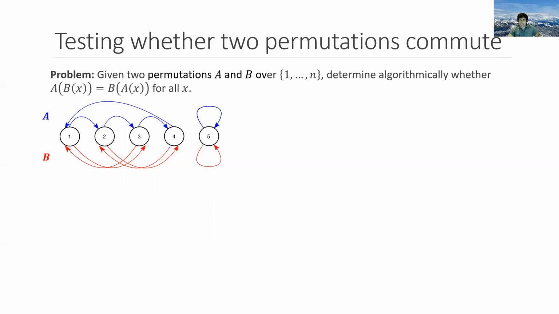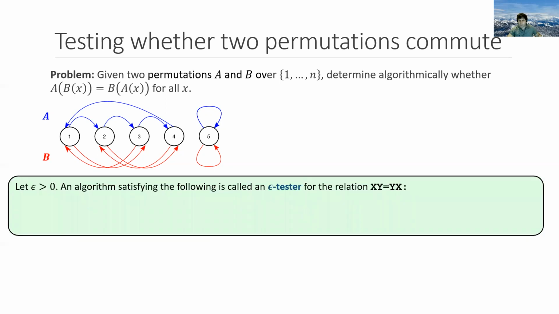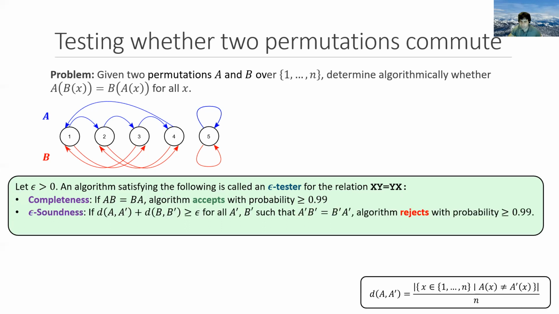What we're looking for is an algorithm that queries a small number of edges of this graph and distinguishes between the case where the two permutations commute and the case where they are far from commuting. More formally, an algorithm is said to be an epsilon tester for the relation xy equals yx, where x and y stand for two permutations, if it satisfies the following properties. First, the algorithm should be complete. That is, if A and B commute, the algorithm should accept with high probability. Second, the algorithm should also be sound. If A and B are epsilon far from commuting, the algorithm should reject with high probability.